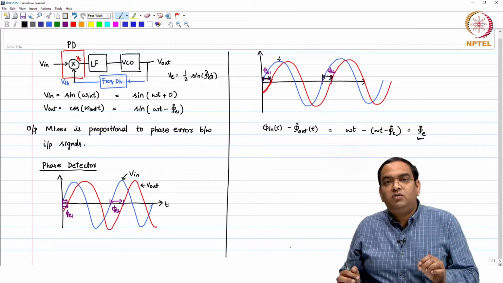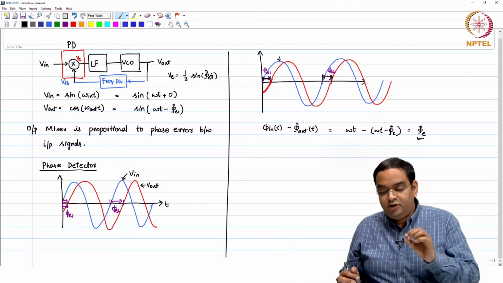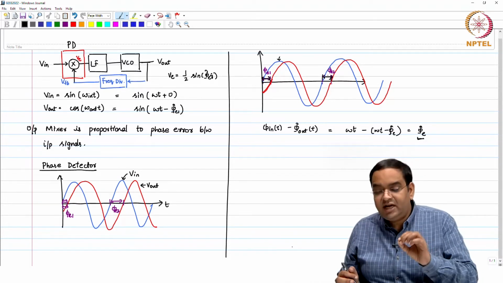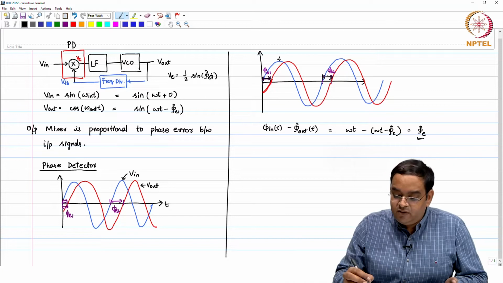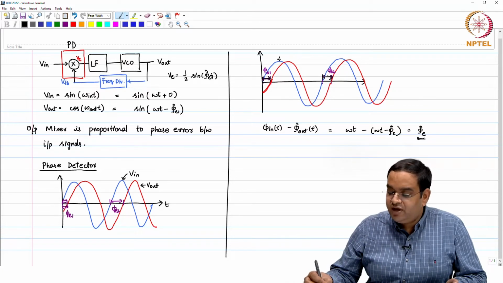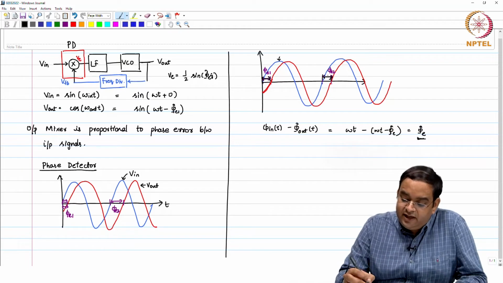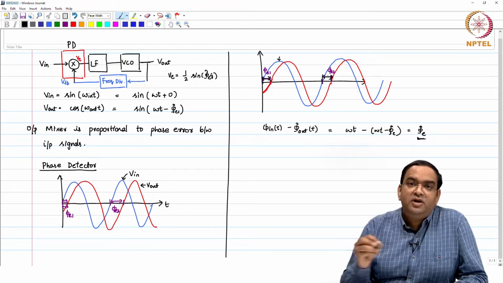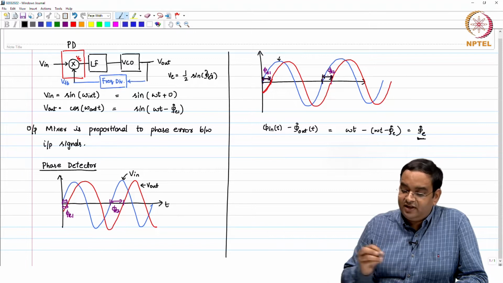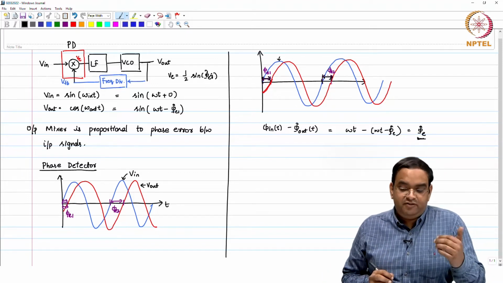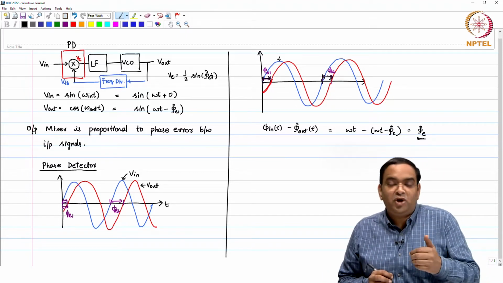So, right now we are only considering two sinusoidal signals which have same frequency, and for the same frequency your phase error will be constant. So, if somehow I can detect this, then I will be able to get the phase error. So, that is the phase error detection exploits this.